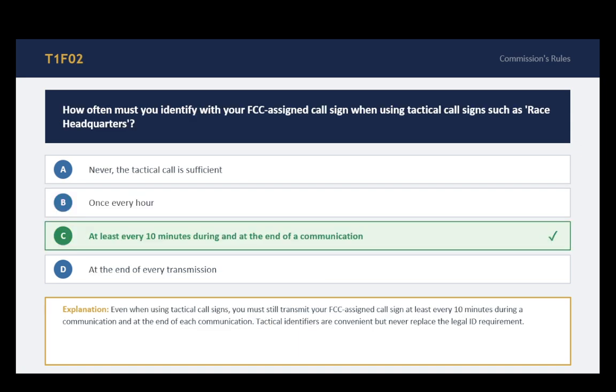How often must you identify with your FCC assigned call sign when using tactical call signs such as race headquarters? C. At least every 10 minutes during and at the end of communication. Even when using tactical call signs, you must still transmit your FCC assigned call sign at least every 10 minutes during a communication and at the end of each communication. Tactical identifiers are convenient but never replace the legal ID requirement.